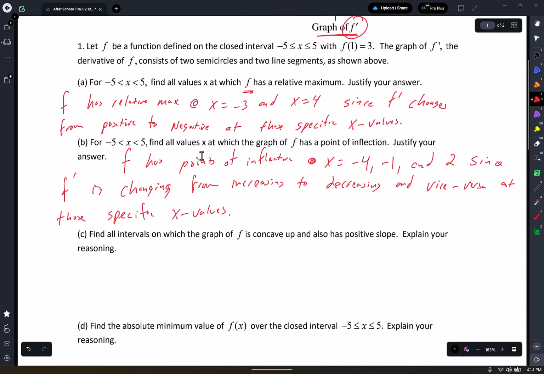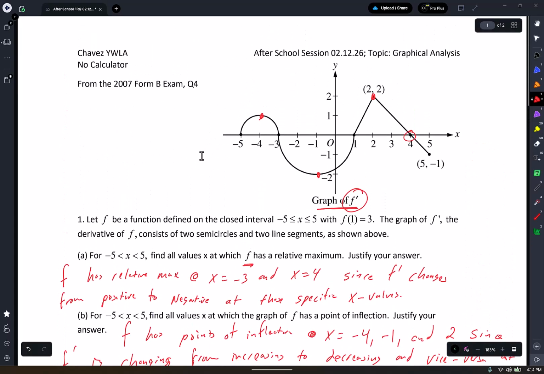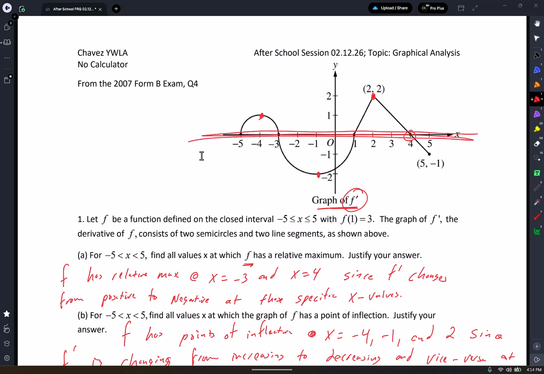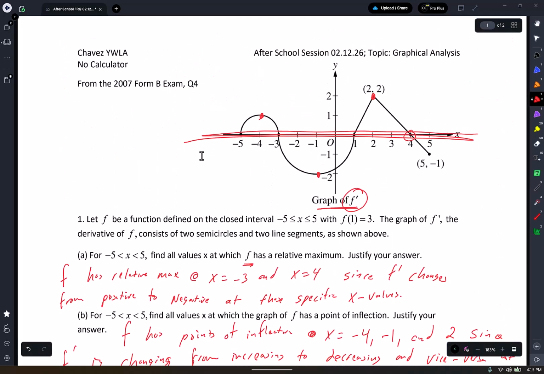Yep, perfect. All right. Find all intervals on which the graph of f is concave up and also has a positive slope. So I want f to have a positive slope and be concave up. So you see this graph right here? I'm only looking at the curve where I'm above the x-axis because that means that f has a positive slope. And they want concave up. So that means that f prime needs to be increasing. So here it is, this in blue, and this one in blue. Do you guys see those intervals?